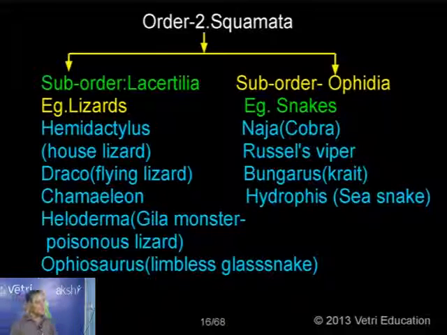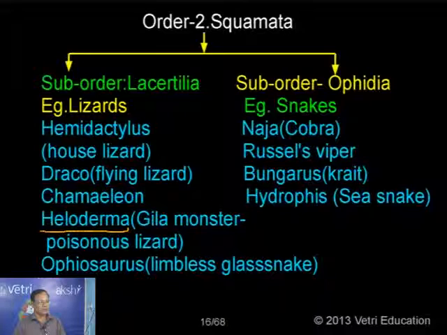That animal has the ability of changing its color, according to the situation of the surrounding. The pigmentation of that animal has been changed, chameleon. And the giant, what we call Gila monster, Heloderma. So the only poisonous lizard, Heloderma. Then, normally you see in the case of snakes only no limbs are formed.